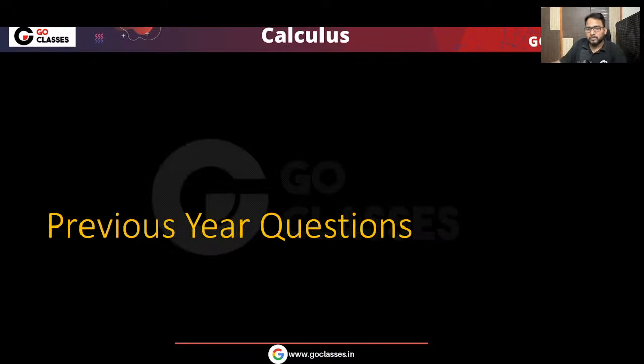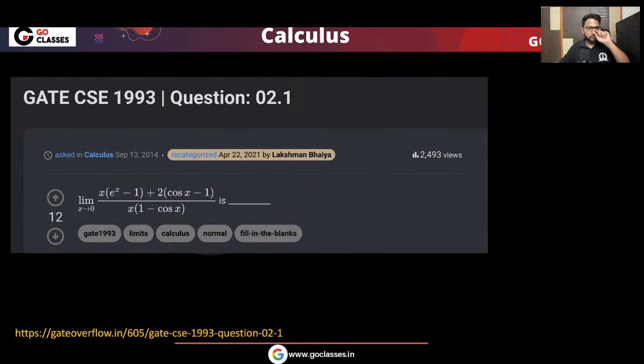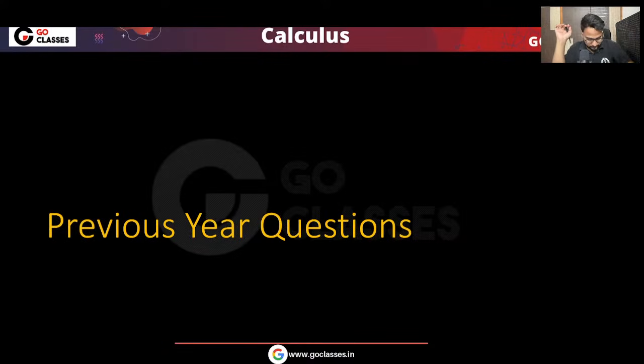Now let's solve some of the previous year questions. Suppose I want to solve this question, which is saying x into e power x minus 1 plus 2 cos x minus 1 upon x into 1 minus cos x. Suppose you want to solve this. So now we are solving some of the previous year questions.